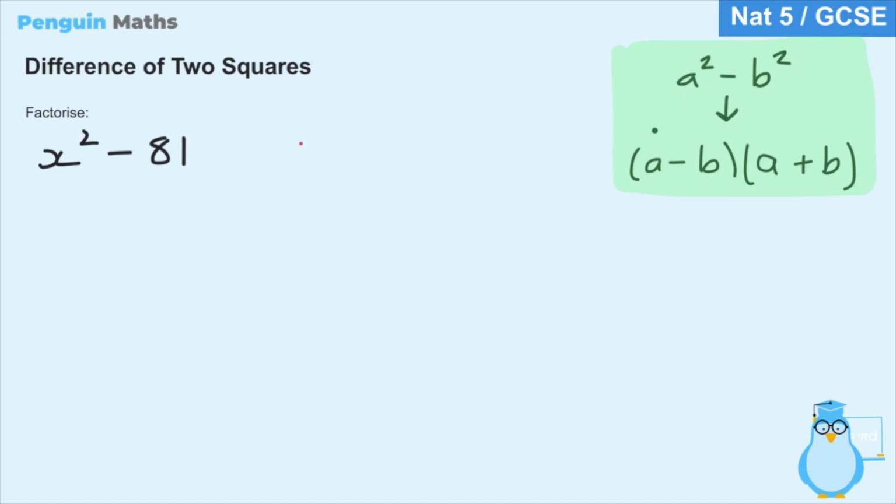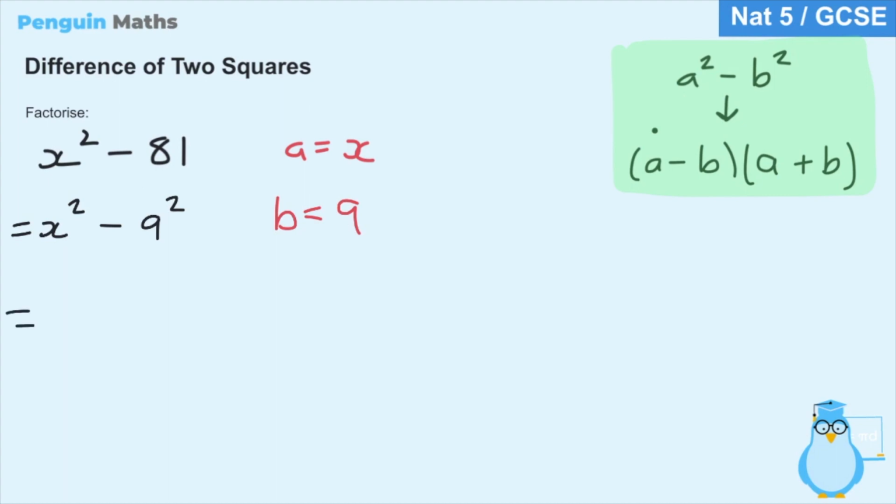Well, again, the first term can obviously be written in the form A squared minus B squared because A is just equal to x again. Then the second term, because it's a number, what we have to think about is, is it a square number again? Can we have a number multiplied by itself to get 81? And the answer is yes, because we know that 9 times 9 is 81. So we can write 81 as 9 squared, and that means our B value would be equal to 9.